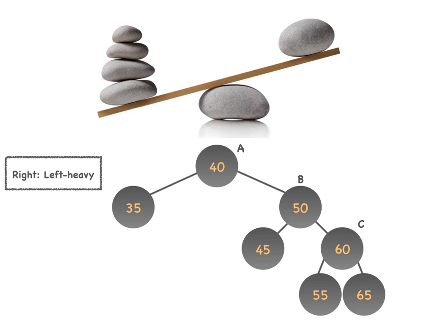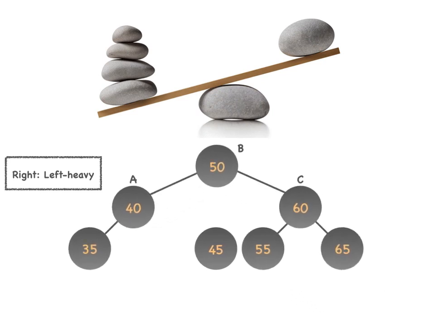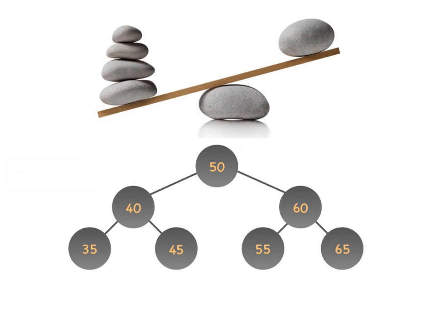Next, we need to make B the root. In making B the root, A will become the left child of the B node, thus taking 45's role. So what do we do with 45? Once again, we take that node and we're going to move it to the other side. 45 will go from being a right child to a left child, thus completing the operation.